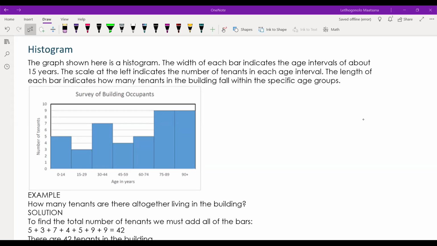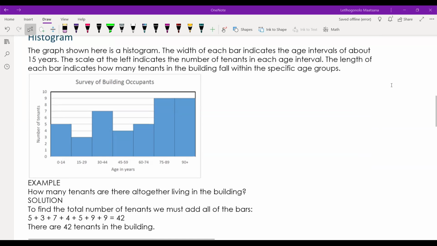The scale on the left here is indicating the number of tenants in each age group that occupied a building. The length of each bar indicates how many tenants in the building fall within a specific age group. So, let's look at this question that says how many tenants are there altogether living in the building.